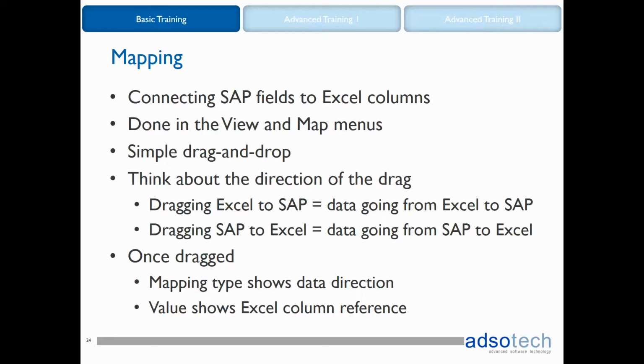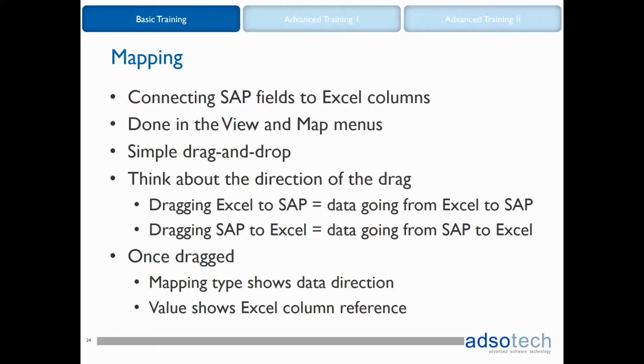What does mapping mean? In Winshell terms, mapping means connecting SAP fields to Excel columns. It's a simple drag and drop with your mouse, and you can be in the View or Map menu to do it. You also have the choice between the two different View tabs that I mentioned before, which are the Basic View and the Expert View. Whenever you do the drag and drop, I recommend that you stay in the Basic View and only use the Expert View for more advanced modifications.